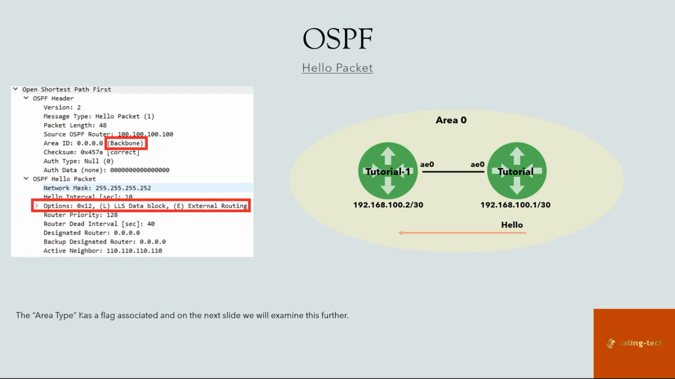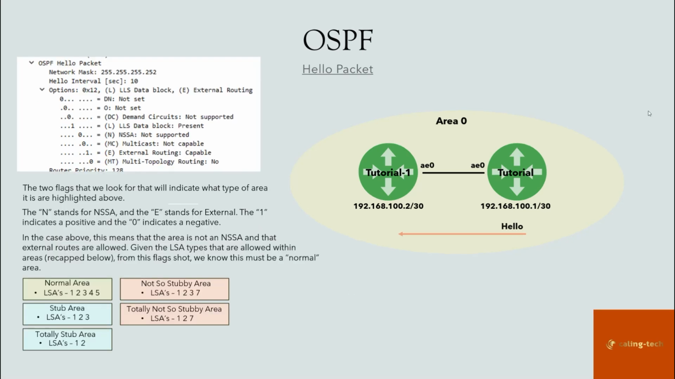Now, the area type has a flag associated, and on the next slide we're going to examine that further. We can see the flag options here. We're going to expand them and examine them further. So here we see the options flags section of the OSPF Hello packet. Now, the two flags that we look for that will indicate what type of area it is, we're going to highlight now. So it's the N for NSSA and the E for external routing.